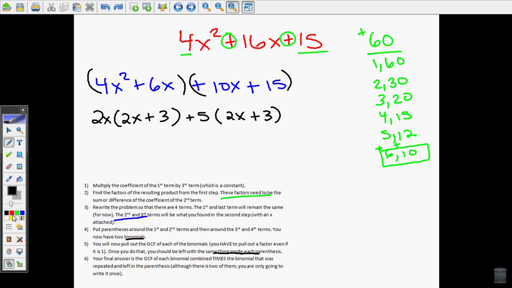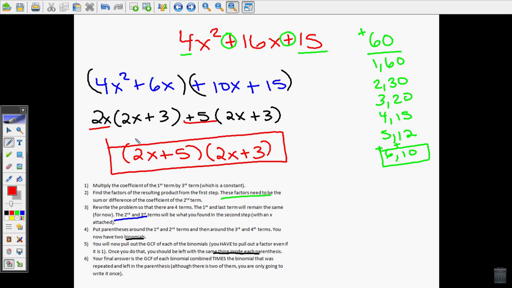So it says your final answer is the greatest common factor of each binomial combined times the binomial that was repeated and left in the parentheses. And it says although there's 2 of them, you're only going to write it down once. So the greatest common factors, the 2x plus 5, that's going to be this binomial right here, 2x plus 5. And then my other binomial is going to be 2x plus 3, and I'm only going to write it once. Even though we see it here twice, we're only going to write it one time. So this is the final answer.